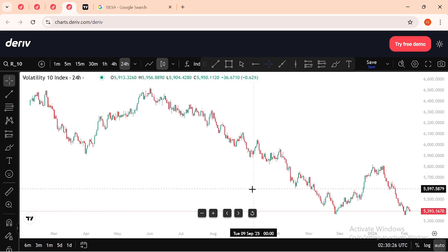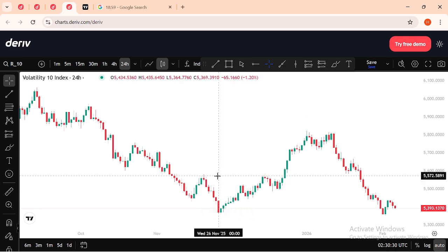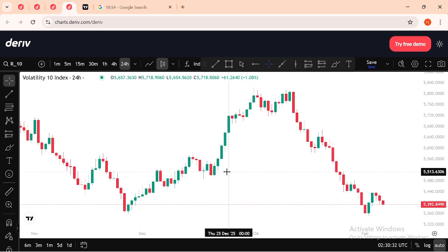I'll just be giving you guys a kind of a brush up on what we'll be looking out for on volatility 10 index and also what it has done so far, and how we're able to implement entries on this pair basically.